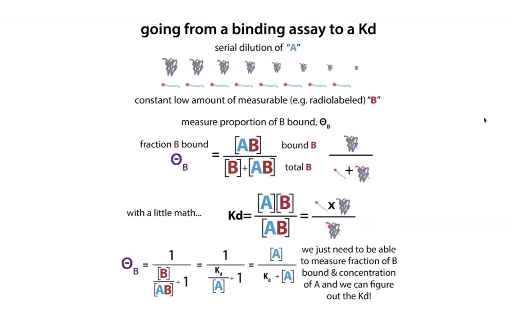So now let's talk about how we can actually measure binding affinity. As I mentioned before, we'll often do a serial dilution of one binding partner and have a constant amount of the other binding partner. Then we mix them, and we see what proportion is bound at each of these, and then we can calculate the KD.